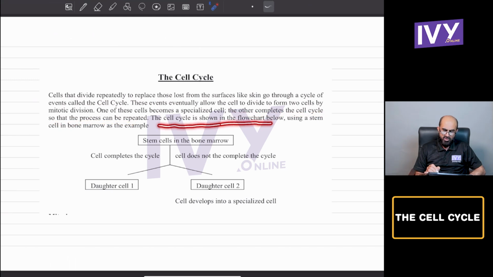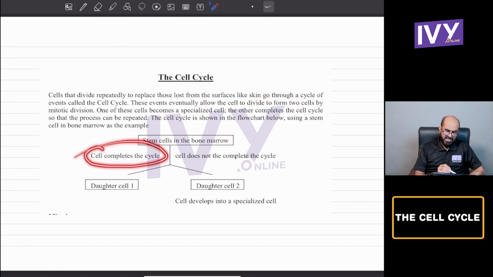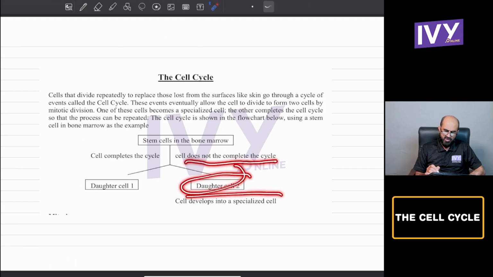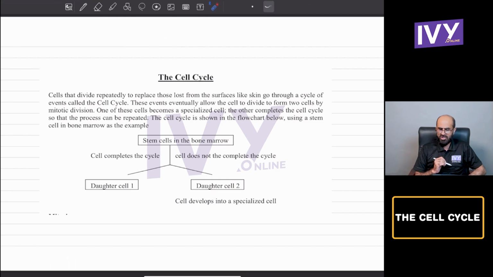The cell cycle is shown in the flow chart below using stem cells in the bone marrow as an example. So here are the stem cells in the bone marrow. They divide. Now, if the cells complete the cycle, it makes daughter cell 1. If cells do not complete the cycle, it is daughter cell 2, which will become specialized. So if these cells don't have the potential to complete the cycle, they become specialized, while the others remain stem cells, and the process continues.